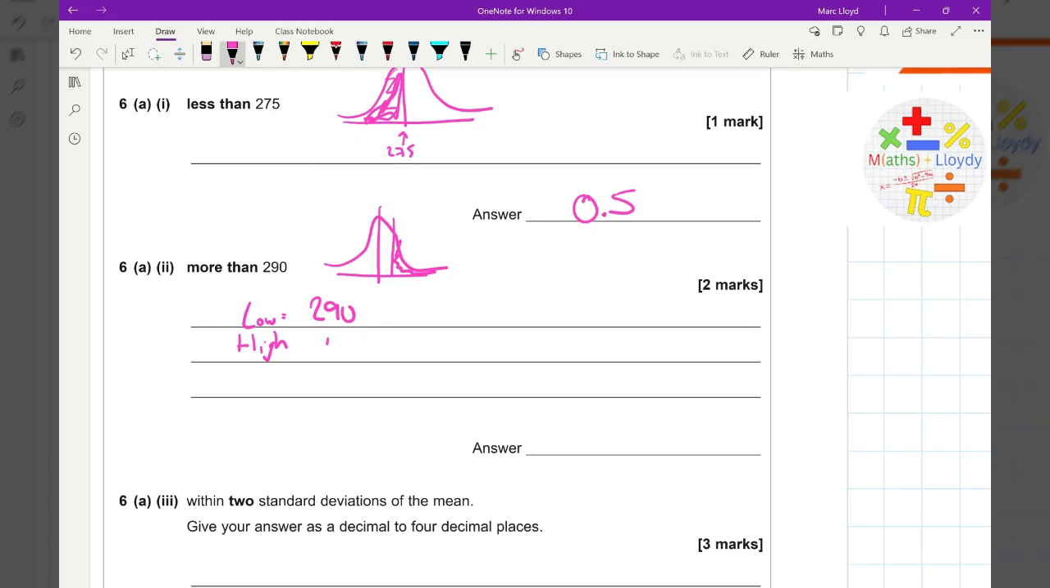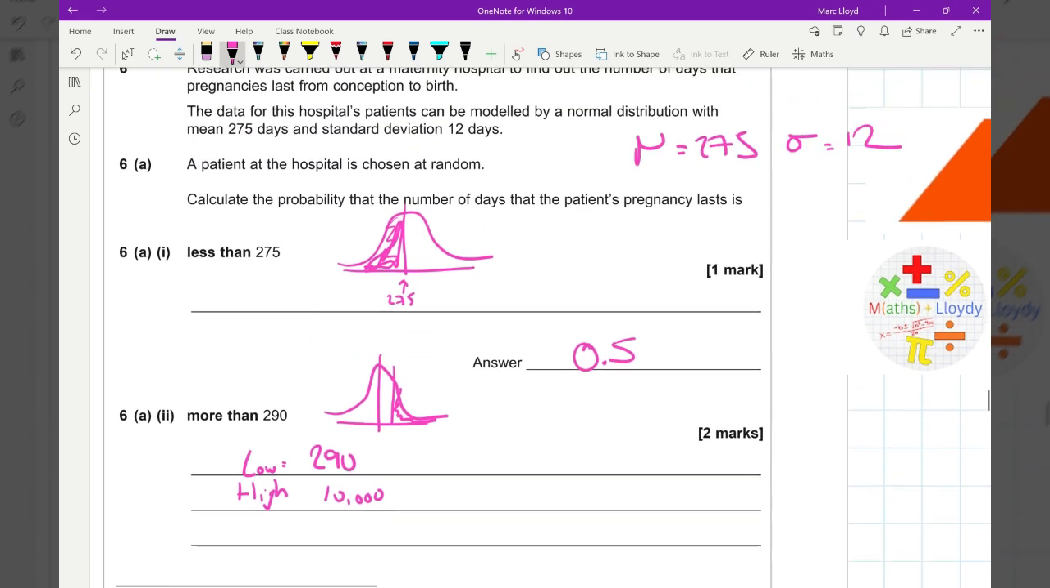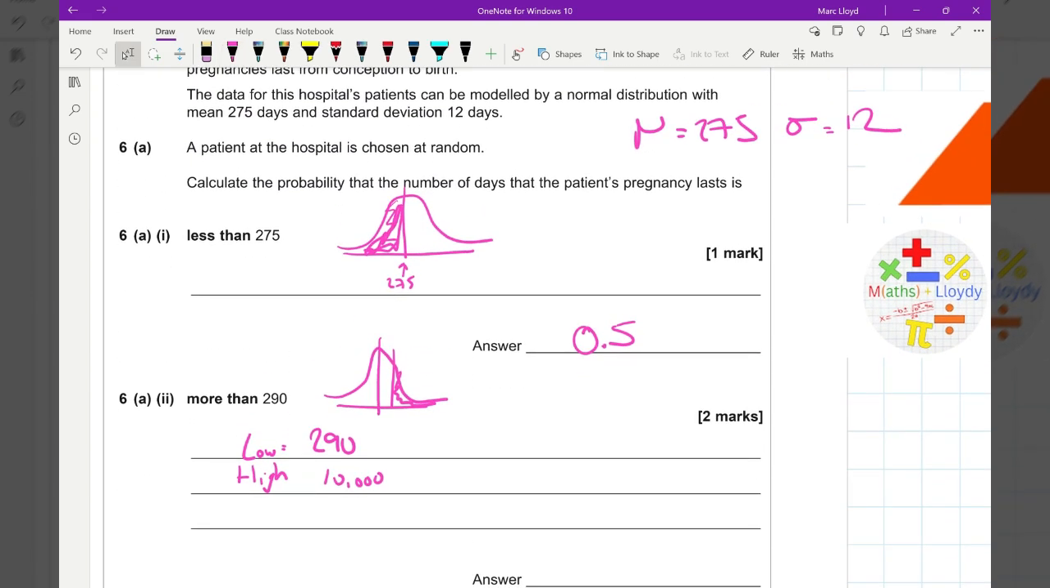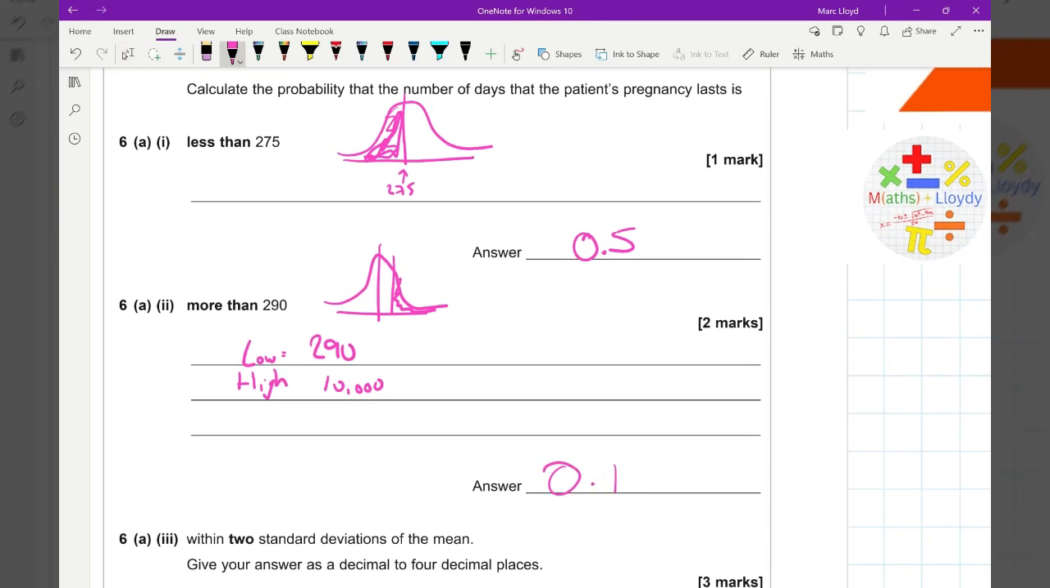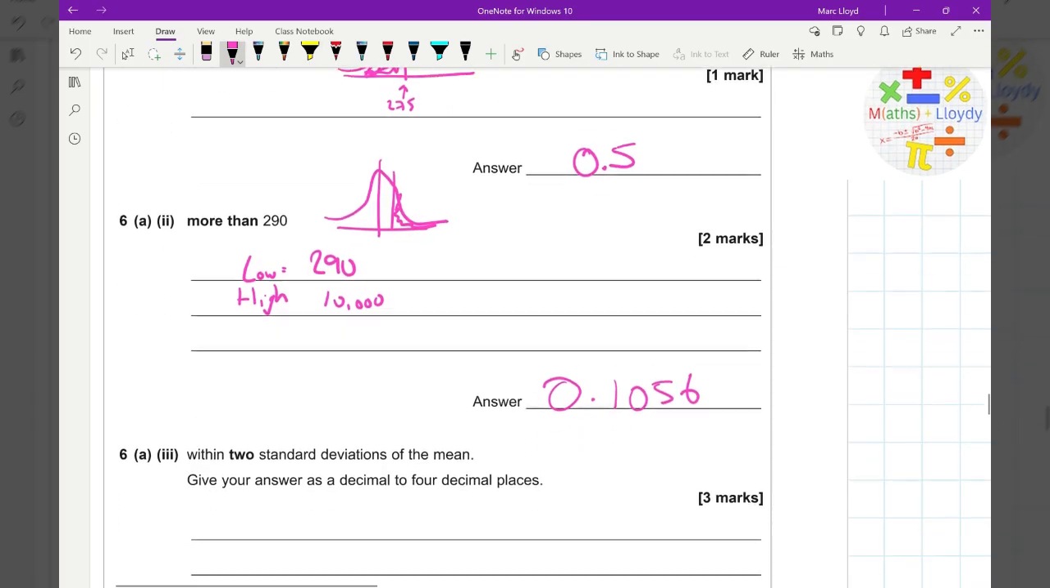I'm going to put like 10,000. Huge number. So the lower, 290, 10,000. The standard deviation is the first one that comes up there. That's 12, and then the mean, 275. That gives me a value of 0.1056. I like to put them to 4 decimal places. It's a bit of a habit from A level.